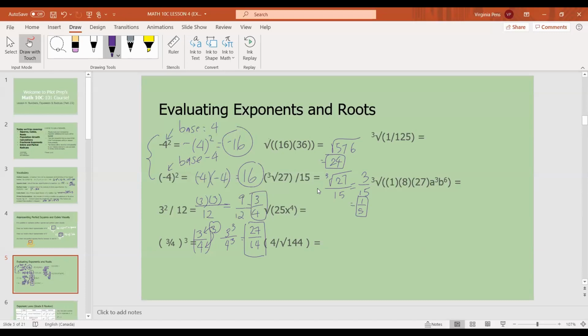Okay, now moving on. This time we have a variable in our answer. A variable. Wow, this is getting really crowded. You have the square root of 25x to the 4. So, all right, I'm going to rewrite this because this is looking really, really messy.